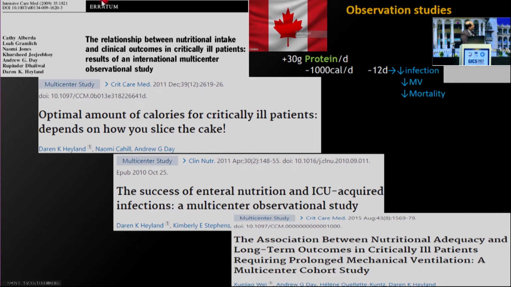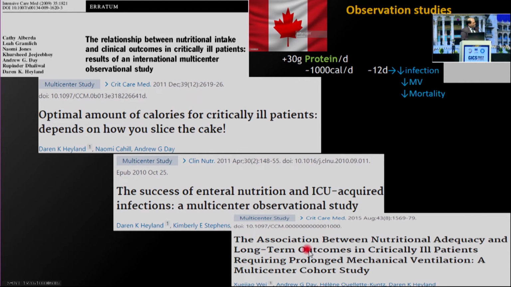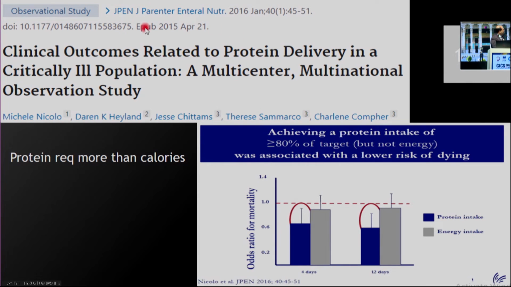Regarding the observational trials from 2009 to 2015, Heyland et al. from Canada did 4 studies. They added 30 grams of protein per day and maintained 1000 calories per day for 12 days. They showed a decrease in infection, a decrease in mechanical ventilation days, and a decrease in mortality. So presently, the randomized control trials and the meta-analysis are not showing significance, but the observational studies are showing favorable outcomes.